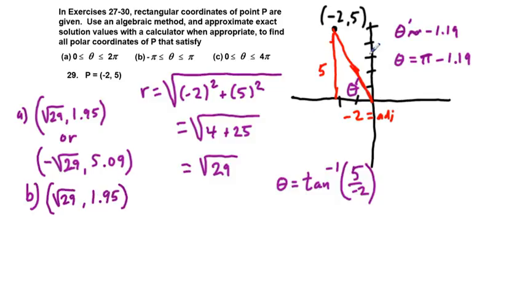And 1.95, what is that? That's going to be this angle right here, 1.95 radians. 1.95 radians. That's what that angle is.